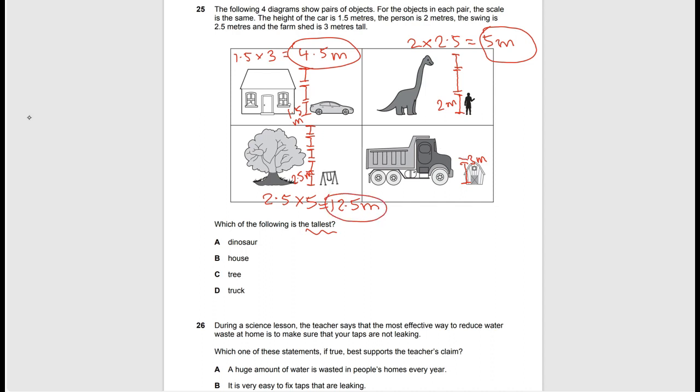Let's look at D now. I'm going to estimate that this truck is about 2 height lengths of this farm shed. So 2 times 3 is equal to 6 meters. Which one of the following is the tallest? 4.5, 5 meters, 12.5, and 6 meters. My tallest, or my highest number here, is the tree at 12.5 meters. So the best answer for question 25 is C, the tree.